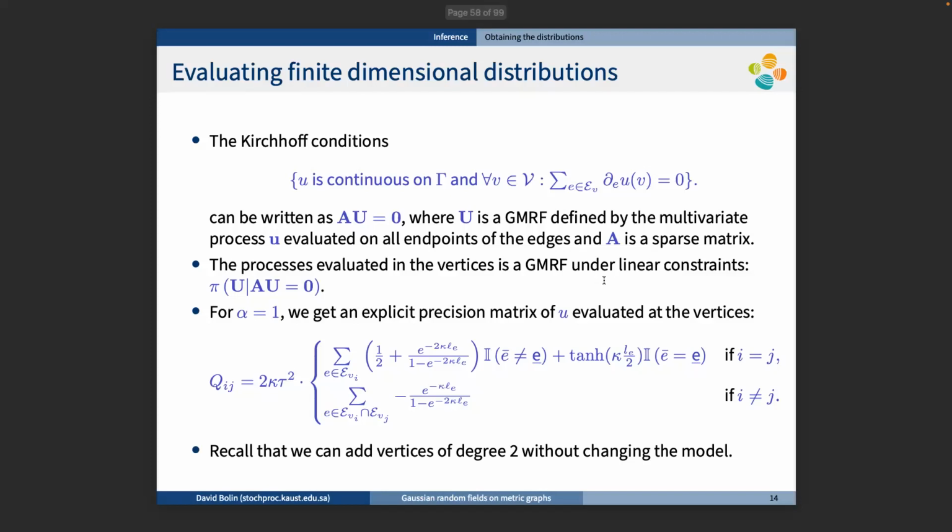Another thing to note here, as I said before, is that you can add vertices of degree 2 to this model without changing the model. So the fact that you can evaluate finite dimensional distributions in the vertices is actually enough, because if you want to evaluate finite dimensional distribution at your observation locations, you can just add those as vertices.